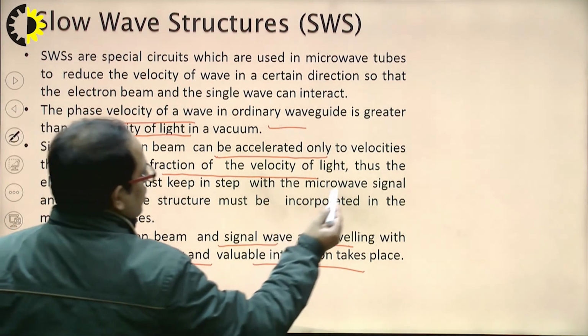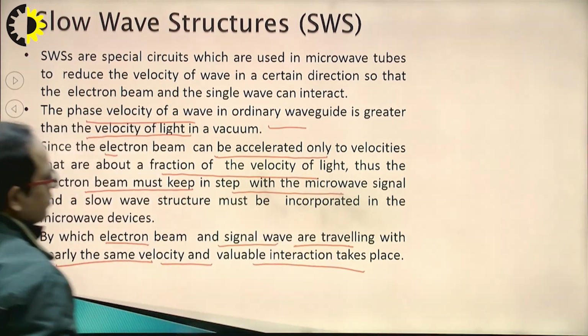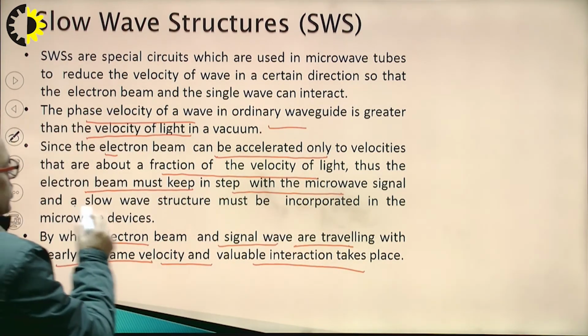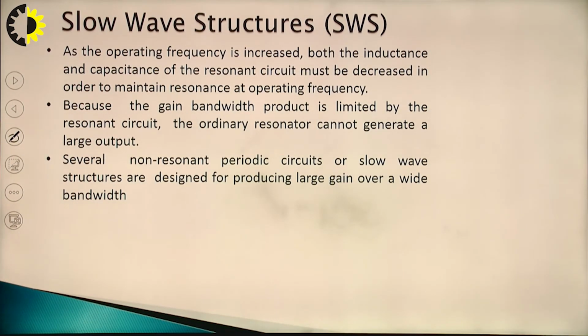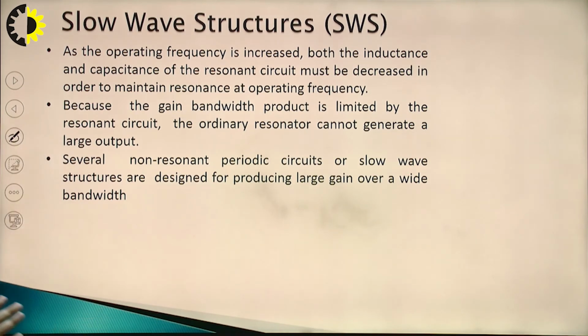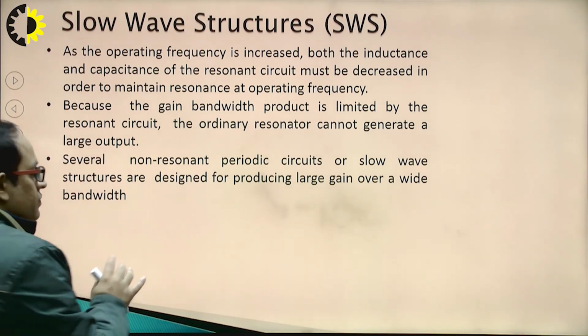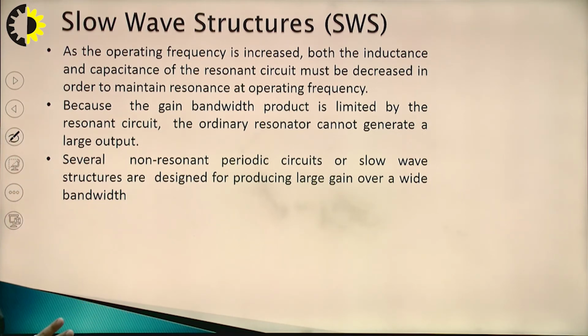You will also see that the electron beam must keep in step with the microwave signal, and the slow wave structure must be incorporated with the microwave devices. So the slow wave structure is very important in the helix, because without it we cannot have velocity modulation, and also we cannot have maximum interaction of the electron and the RF field.